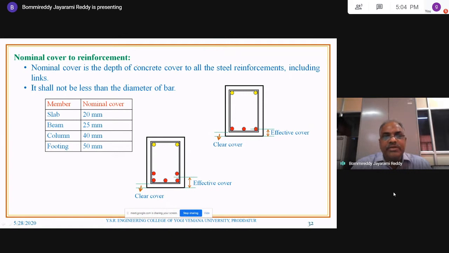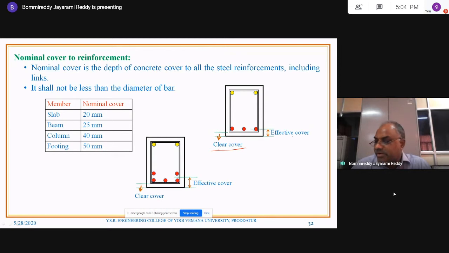So nominal cover is the depth of concrete cover to all steel reinforcement including links. So you can look at what nominal cover or clear cover is. What is that clear cover? You can look here at the distance below the link. The distance below the link to the extreme point is called the clear cover. This is not the bottom of the main bar. It is the bottom of the link. Bottom of the link to the bottom of the section is called the clear cover.